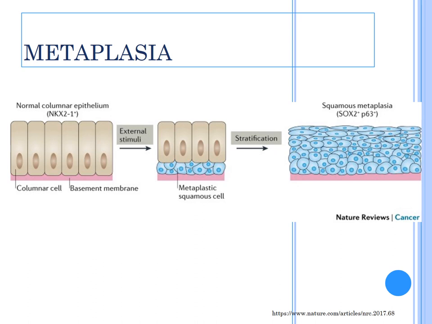Now, when you have metaplasia, look at these columnar cells. You have a basement membrane, there is a stimulus, and from the stem cells, the squamous cells will undergo proliferation and stratification, changing from columnar to stratified squamous epithelium. You can see there is already stratification, like in cigarette smoking, the bronchial tree is now resistant to the cigarette smoke, unlike these columnar cells.